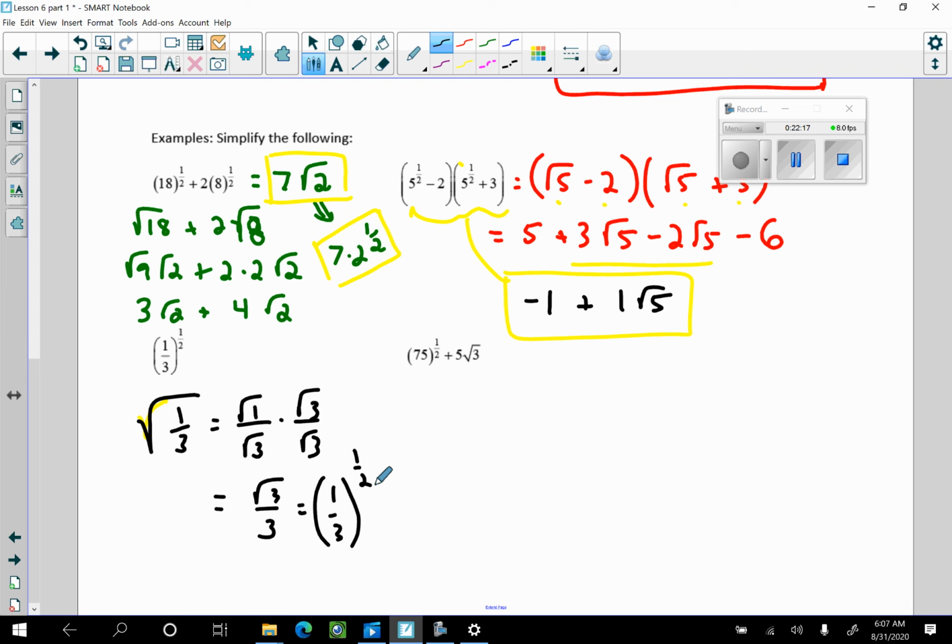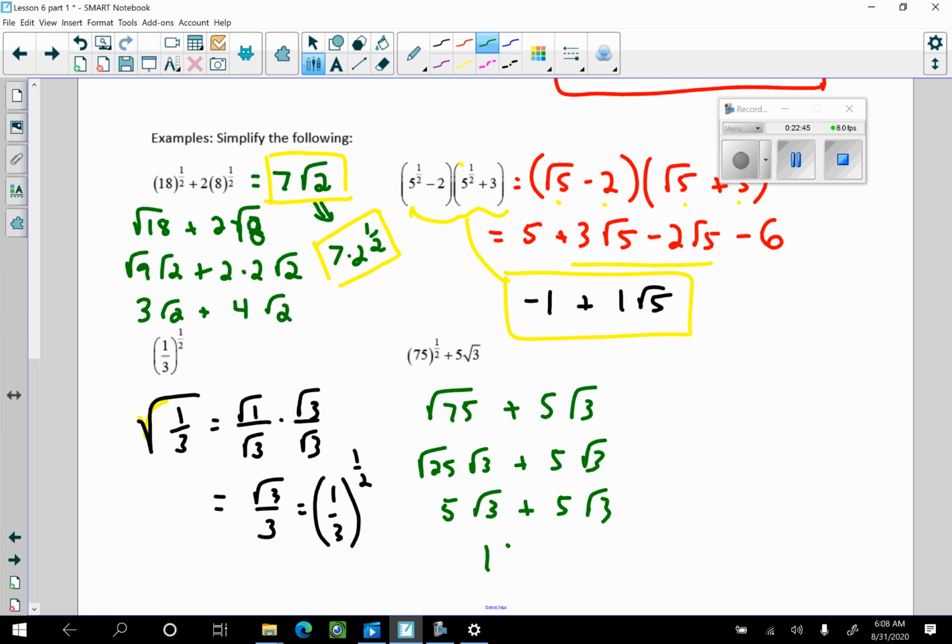So this is certainly going to take some practice, and we have lots of practice to give here. One last example: I have 75 to the 1/2 plus 5 square root of 3. 75 is the square root of 25 times square root of 3, plus 5 square root of 3. Square root of 25 is 5, so 5 square root of 3 plus 5 square root of 3 is going to be 10 square root of 3.